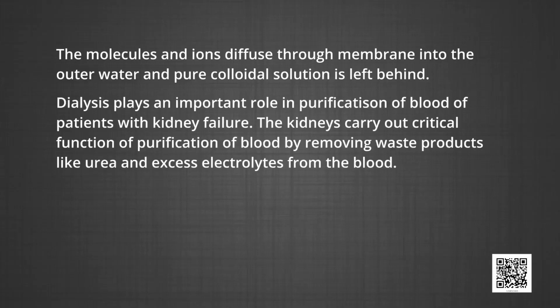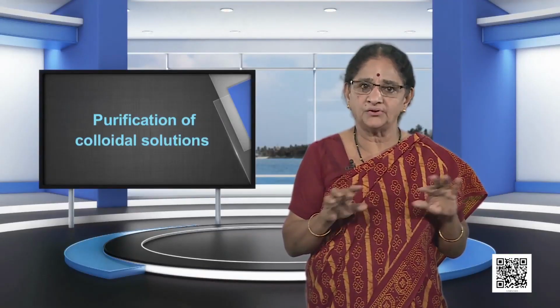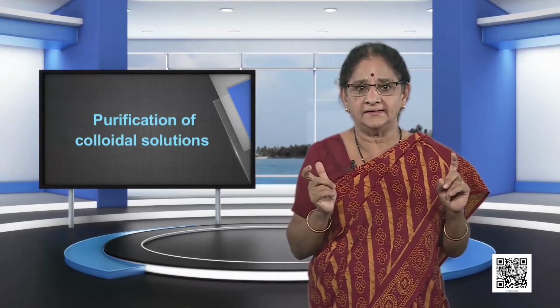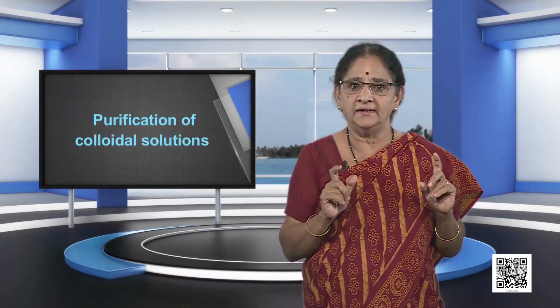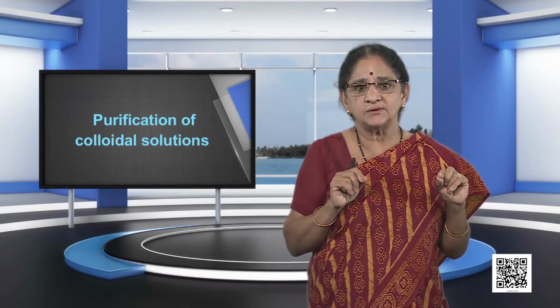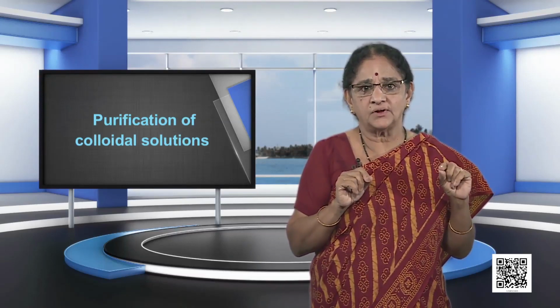Dialysis plays an important role in purification of blood of patients with kidney failure. The kidneys carry out critical functions of purification of blood by removing waste products like urea and excess electrolytes from the blood. When the kidneys fail to function partially or totally, the purification of blood has to be carried out externally, that is outside the human body, with the help of an artificial kidney machine, which works on the dialysis principle. The blood is passed through the machine where the harmful products are filtered out.